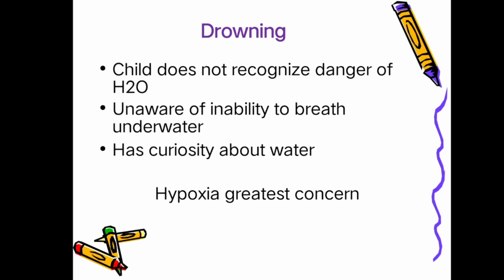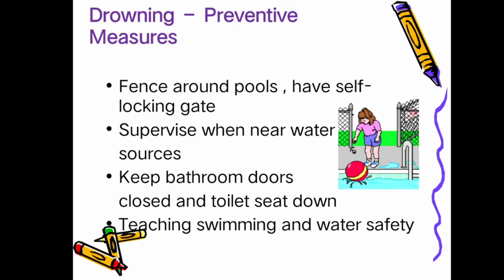Next is drowning. The reasons the baby may drown are that the child does not recognize the danger of water and is unaware of the inability to breathe underwater. Next, babies are very curious about water, and one of the major concerns when a baby is drowning is hypoxia, that is, low concentration of oxygen. Due to their small size, for example, when water is filled in a bucket in the restroom, the baby playing near it may suddenly go into the bucket water. The bucket acts as a swimming pool for the baby, and the baby may go into a drowning state.